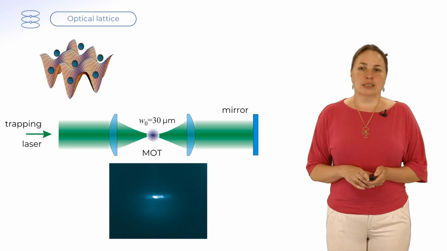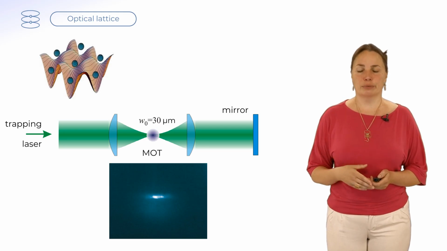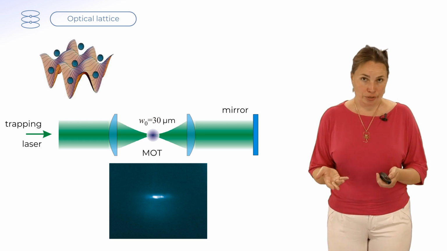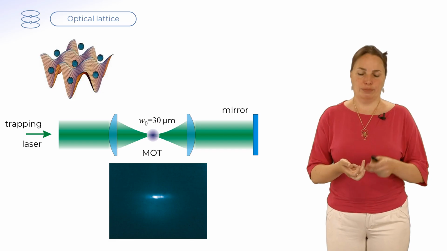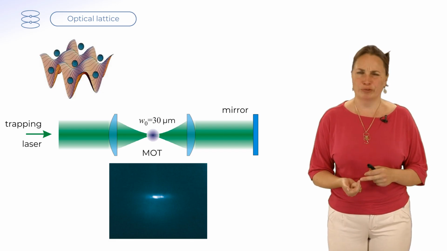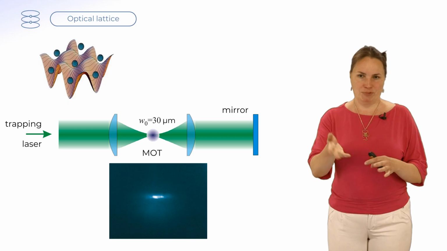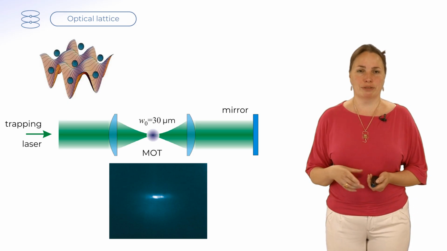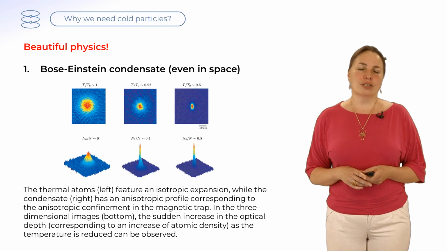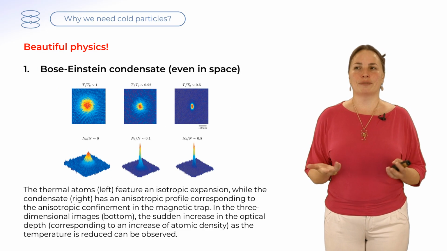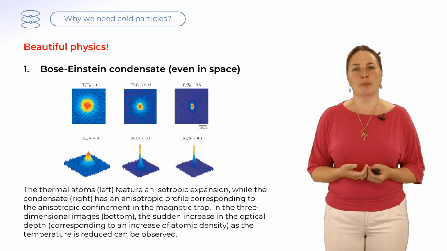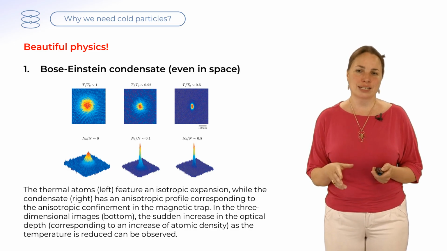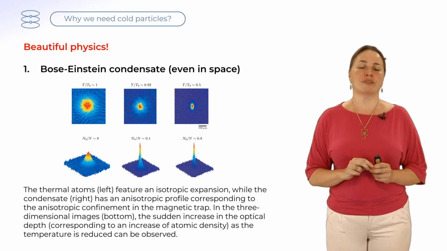Okay, so the last thing which I wanted to tell you about is what we need all these cold particles for. We understand that we can trap them, we can cool them down to very low temperatures, and we can put some optical lattice with them. And what for? What is the reason? First of all, because it's beautiful physics. One of the very beautiful experiments made in the last 50 years is the Bose-Einstein condensate, which was demonstrated even in space.